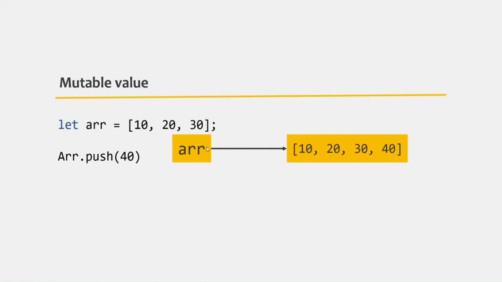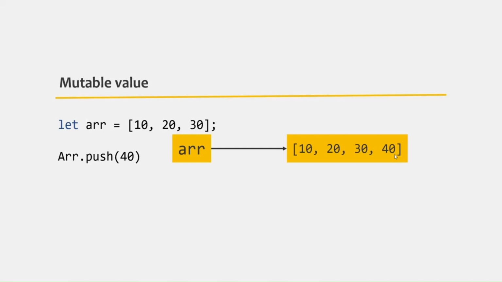So array is of mutable type. It can be mutated. It can be changed. In the same way, objects are also mutable. We can change its property value. But value types like number, string, boolean, they are immutable. Their value cannot be changed. So we should use update method when we are working with immutable type, and we should use mutate method when we are working with mutable type like arrays and objects. Let's try to understand the difference.